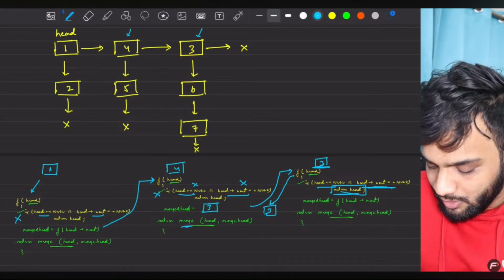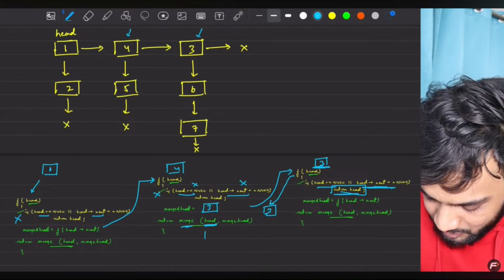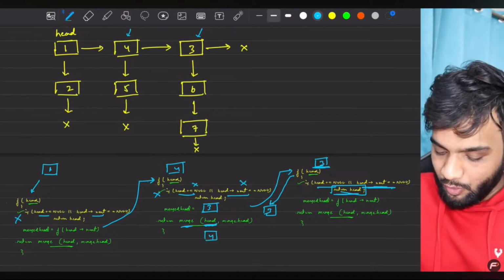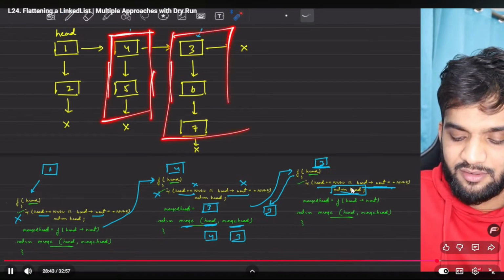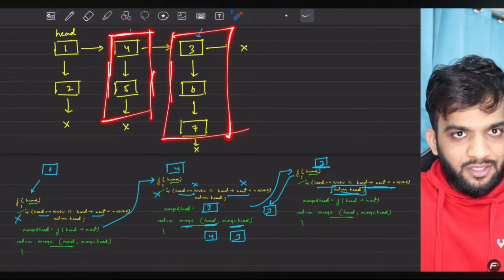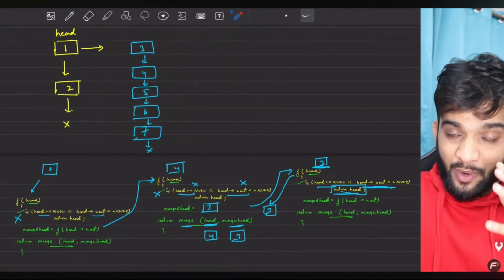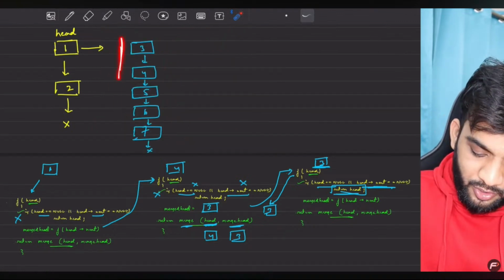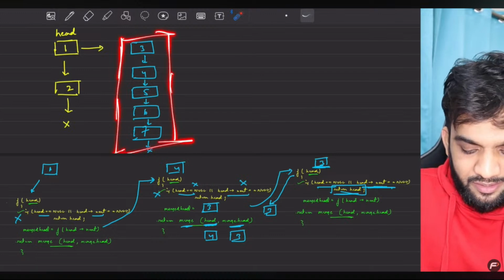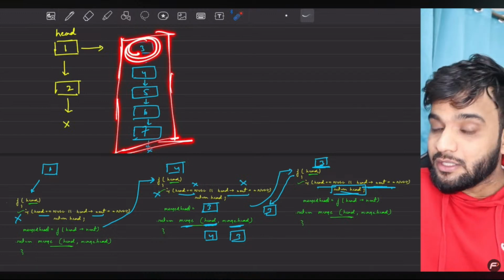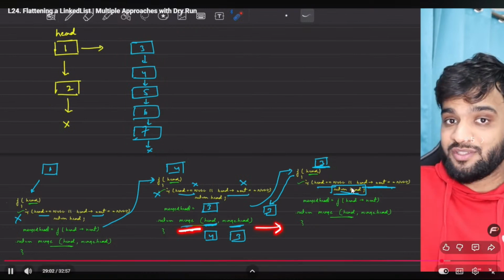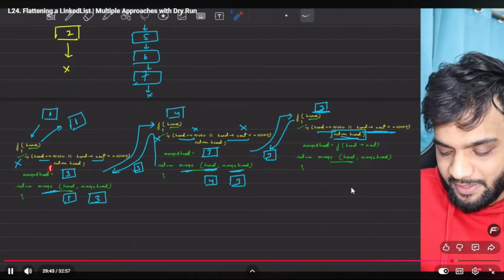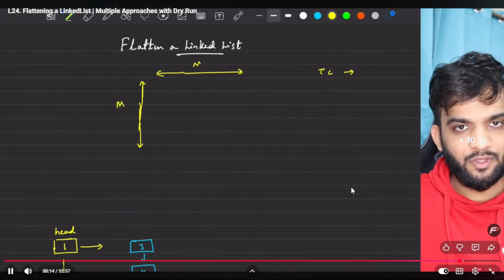Now what is the next step? Merge. What is the head? The head is 4 as of now. The merged head is this one, and this one. Got it? So it will be merged. Once the merge operation is performed, we'll get this one, and this will be returned because this is a merge function which will be calling the merge. Got it? That is how the recursion works. Okay.